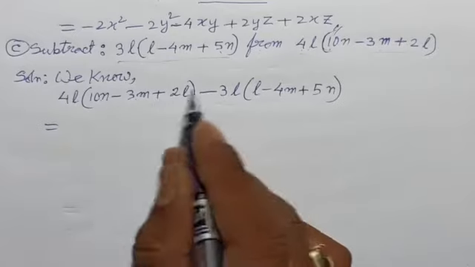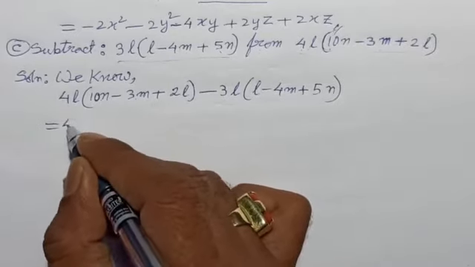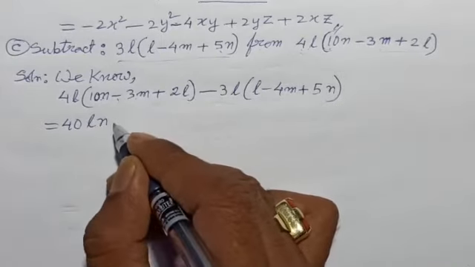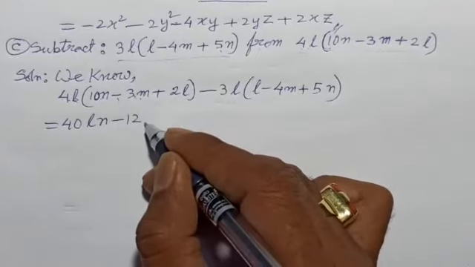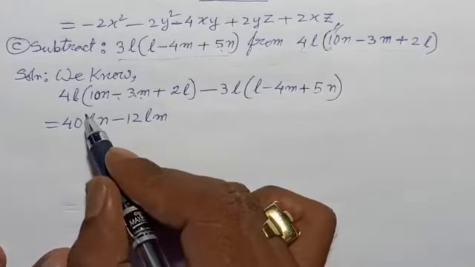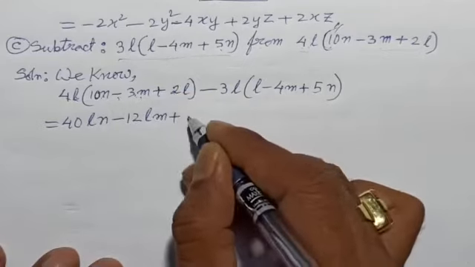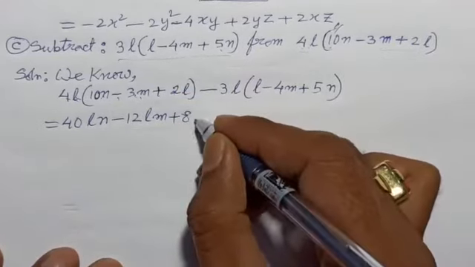Now let's multiply. Here is 10, 10 into 4 is 40. L into n is ln. Minus sign. 4 into 3 is 12. L into m is lm. Next is plus sign. 4 into 2 is 8. L into L, we will add the power. Then L to the power 2.